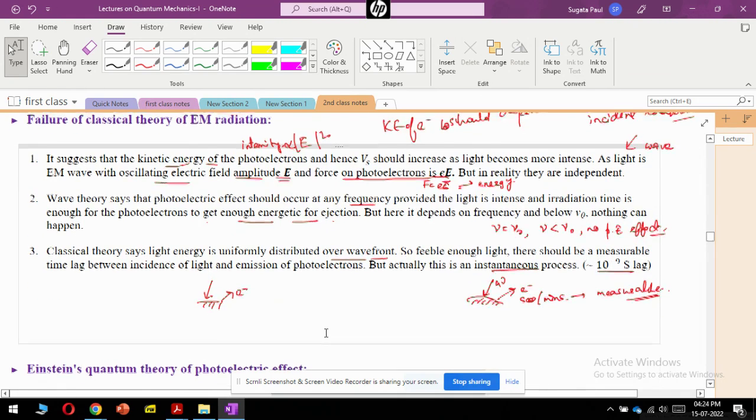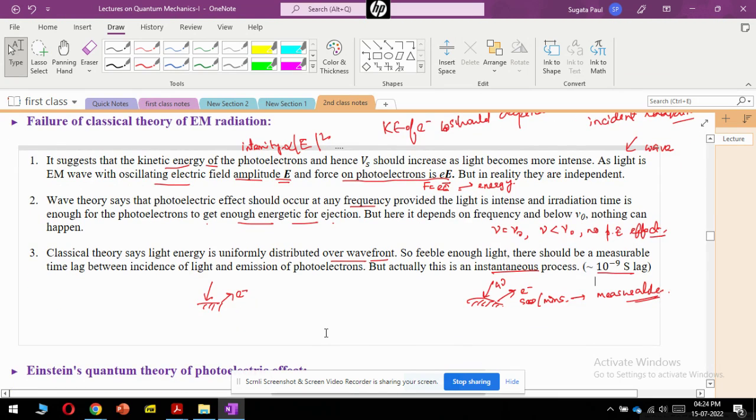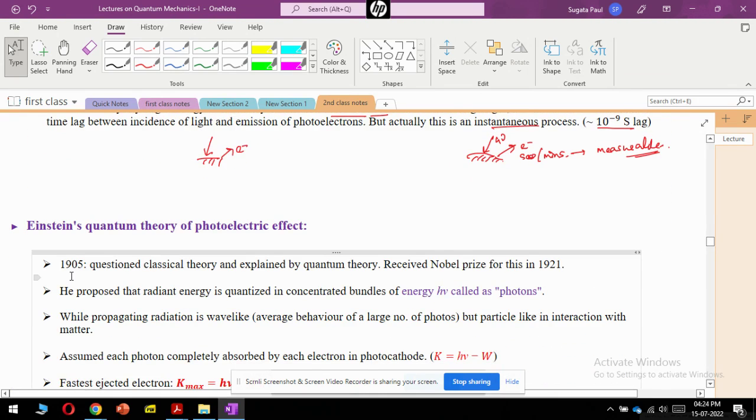So now these are the three points that are crucial from the observation of the photoelectric effect experiment, which show that the classical theory of EM radiation is not applicable for explaining this phenomenon. Then in 1905, the genius Einstein came with a new theory of his own. He had the initial idea from Planck's hypothesis, that something like a quantum can exist in nature, and from that he questioned the classical theory of EM radiation in the photoelectric effect case, and he explained his own quantum theory to explain this phenomenon.